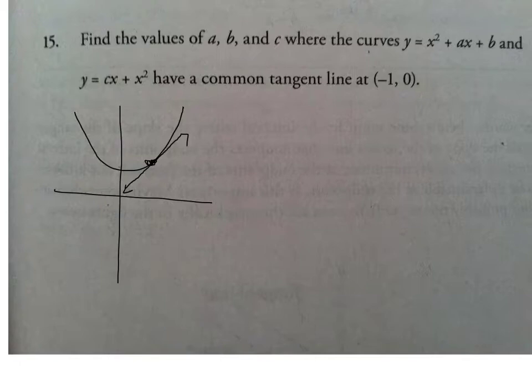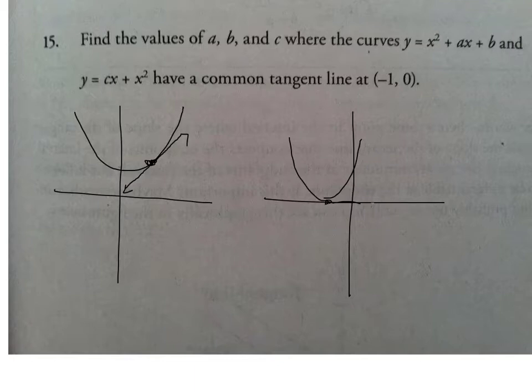So what this is saying is you're not only going to touch the exact same point, that point being at negative 1, 0, but also, whatever our two graphs are, say they're like this, actually neither of them will be like that. They're both positive x squared. So we'll say one's like this picture, and one is like this picture. They would have a common tangent line right at that point.